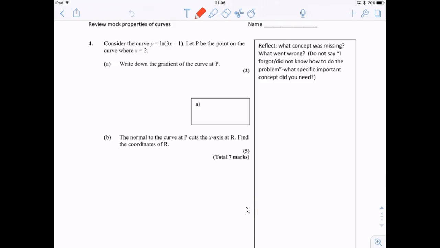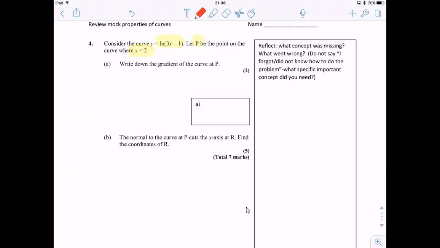Problem 4 of the mock exam. Consider the curve y equals natural log of 3x minus 1. Let P be the point on the curve where x equals 2. Write down the gradient of the curve at P.